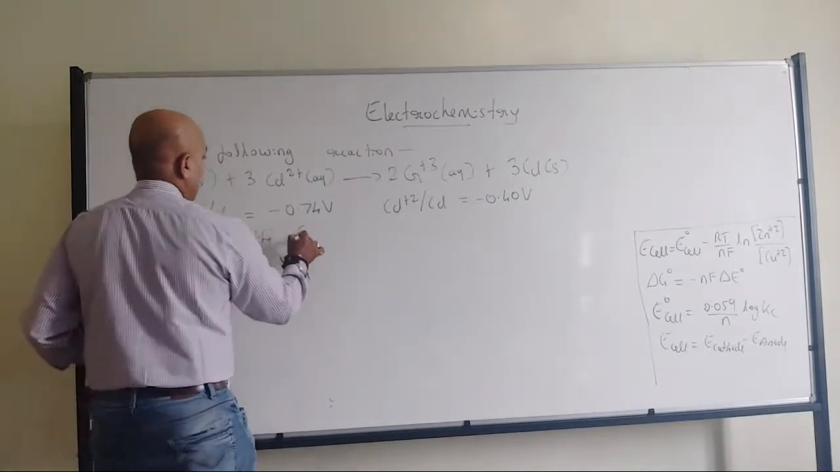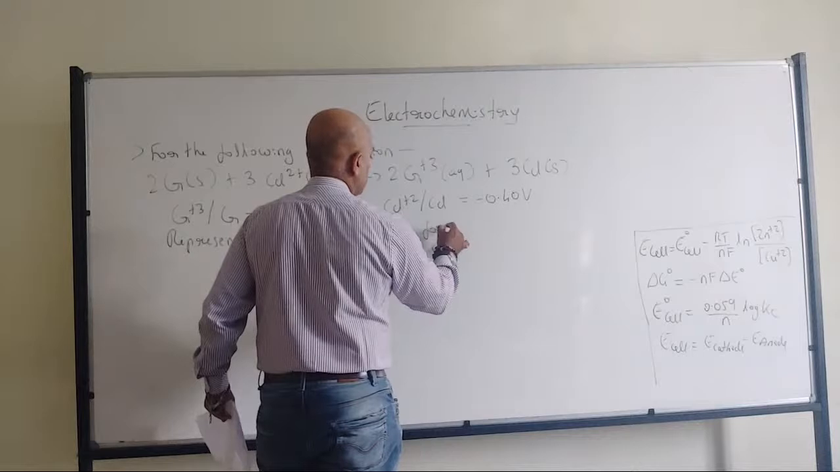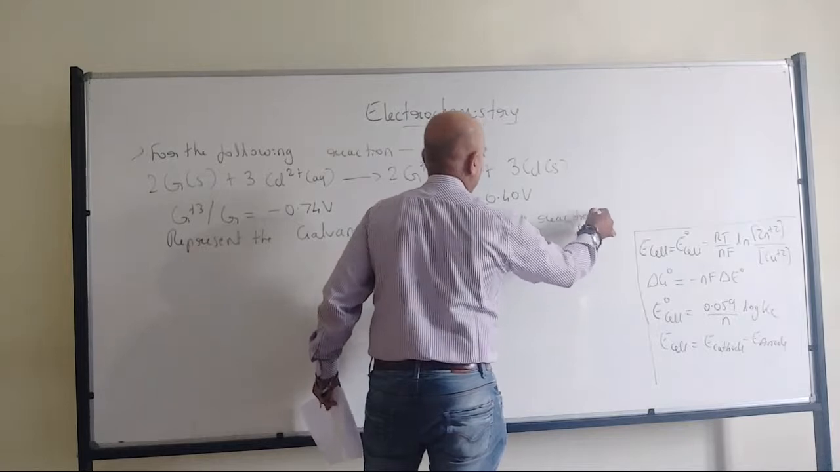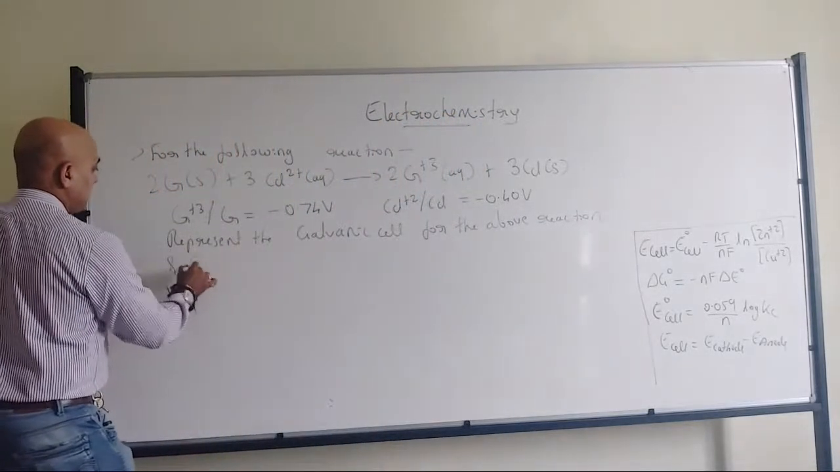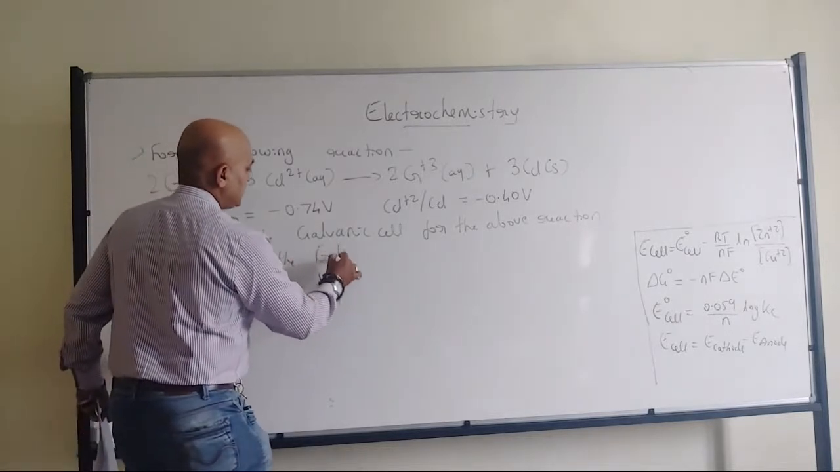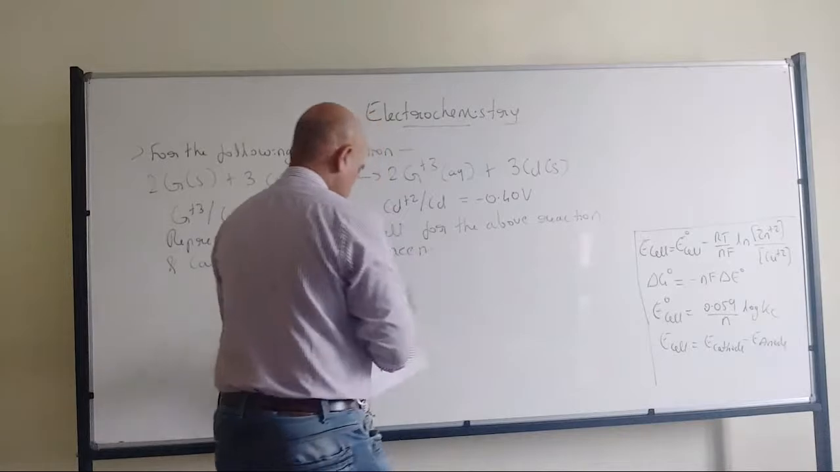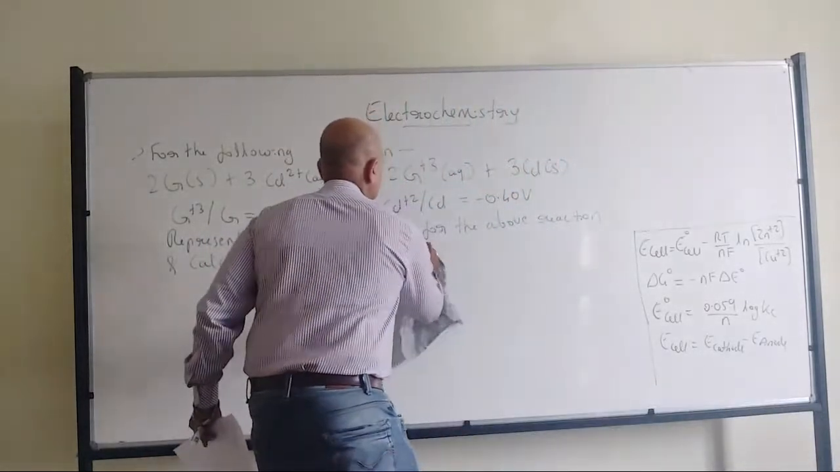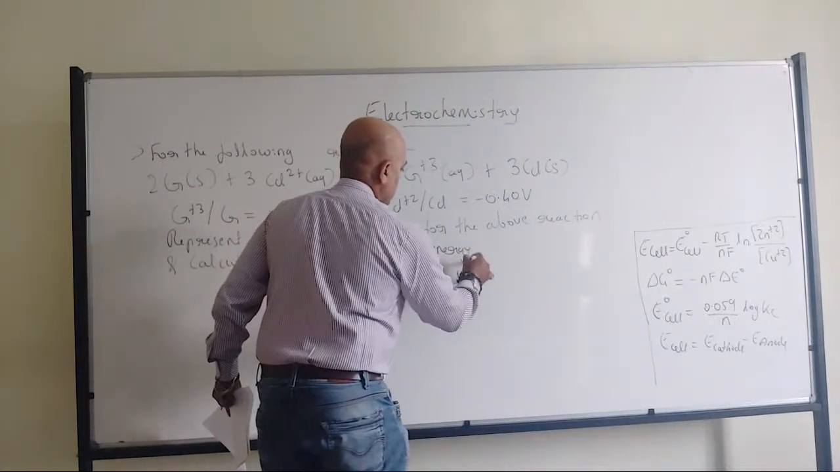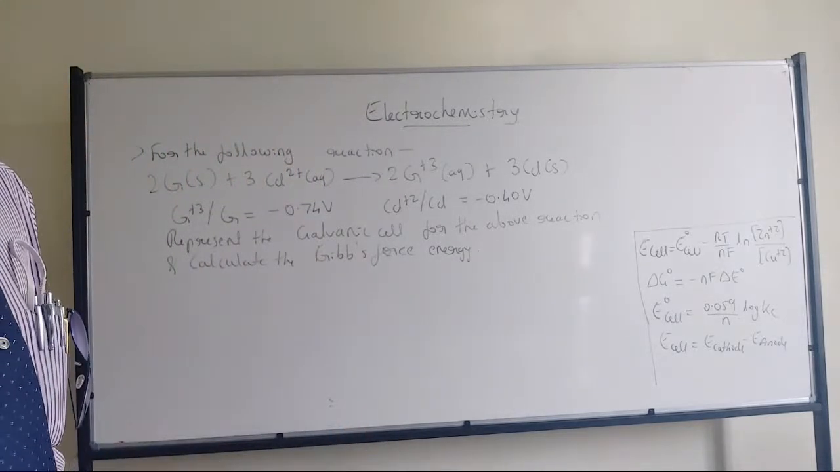Now you have to represent the galvanic cell for the above reaction and calculate the Gibbs free energy. Okay, so this is the question. All of you have understood?